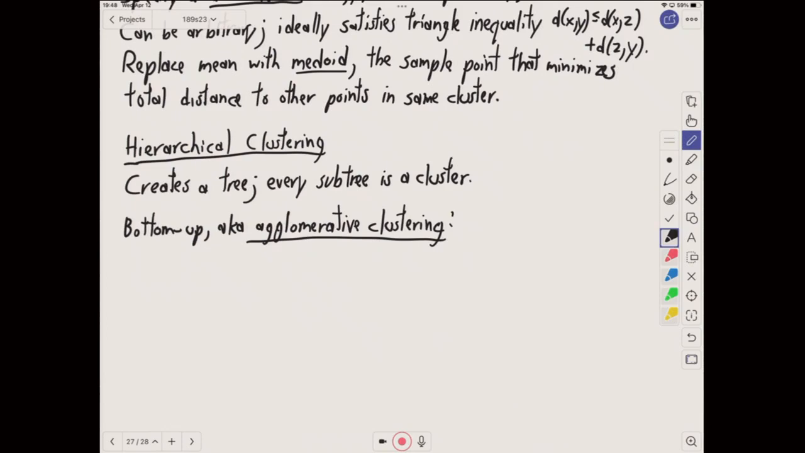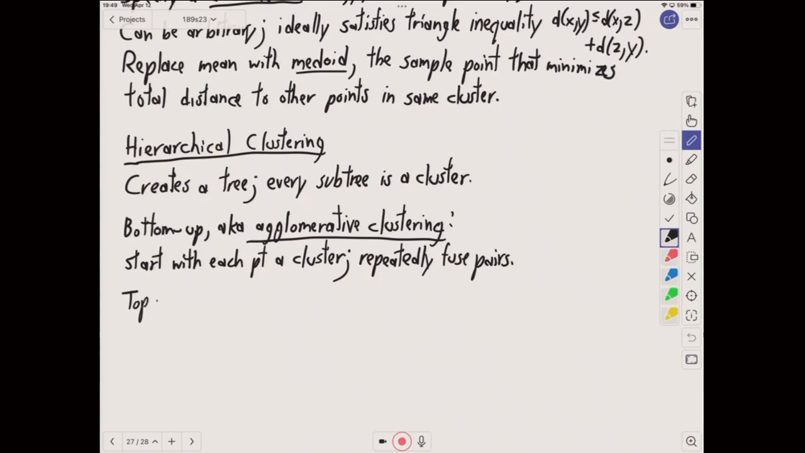Here the idea is that we start by saying each point is in a separate cluster of its own. Then we're going to take those n clusters and start fusing them together. We repeat a step where we pick two clusters and fuse them together. By contrast, there's a second method called the top-down method.